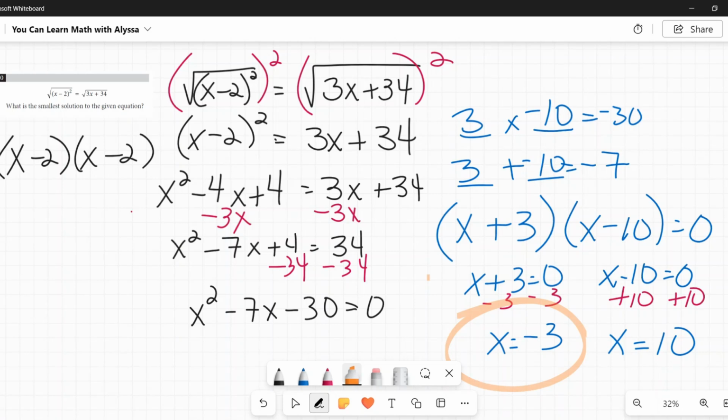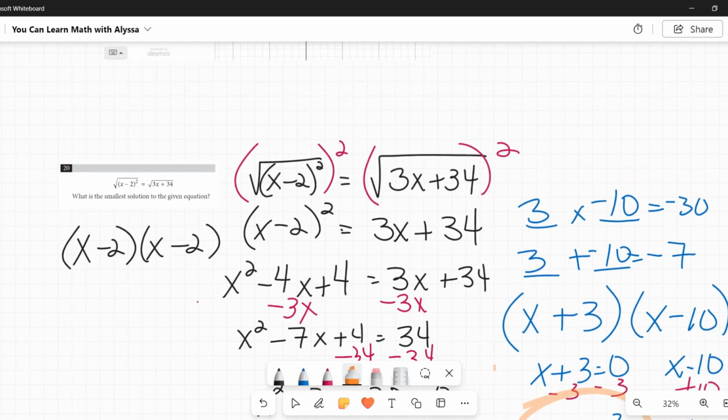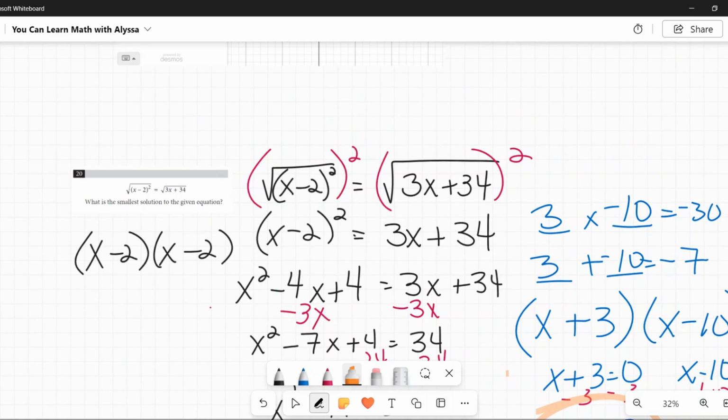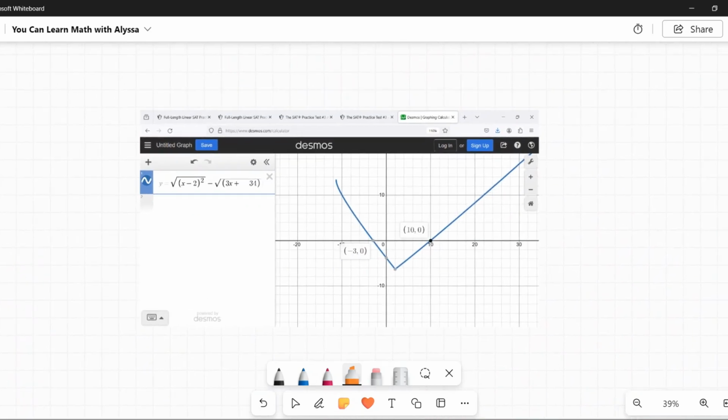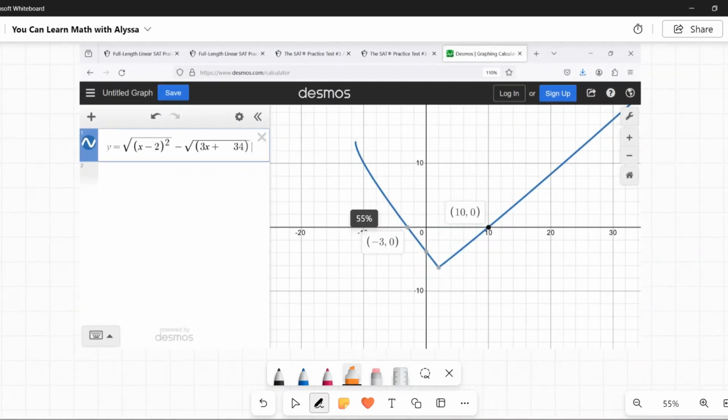That is negative 3. Now, if you were to put this initial equation into Desmos very, very carefully, this is what you're going to get. See, this is what I'm talking about. Make sure that the squared is under the square root, that all of this is under the square root. It's just easy to make a mistake. I've seen it happen to a lot of students. We don't want that to happen.